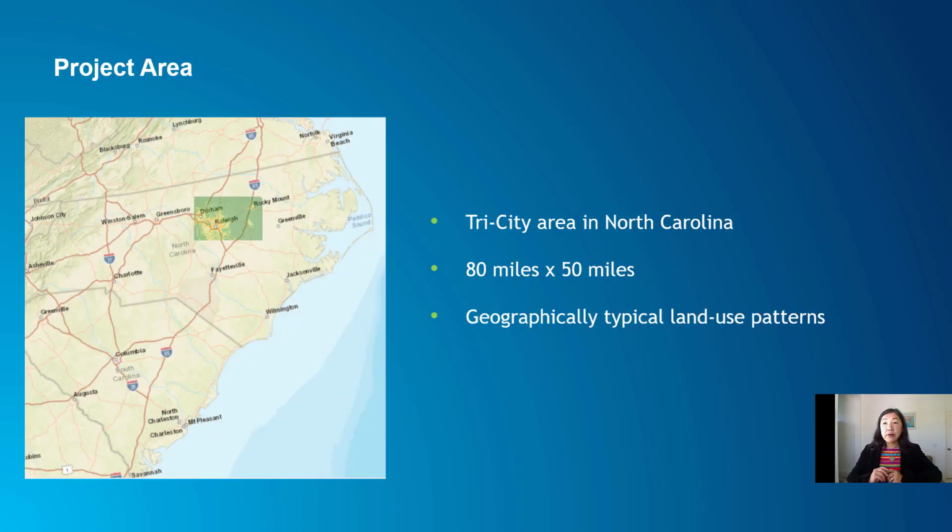For the study area, we chose to focus on the Research Triangle area in North Carolina. The area covers 3 cities, including Raleigh, Durham, Cary, with 3 research universities. The size of the study area is roughly 80 miles by 50 miles. This study area was chosen for its relatively limited size and because the land use patterns in this area are geographically typical for the United States.